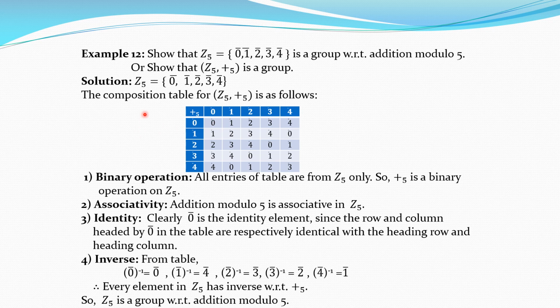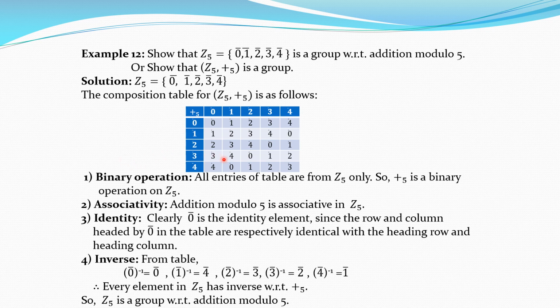Then 1 bar plus 0 bar is 1 bar. 1 bar plus 1 bar it is 2 bar. 1 bar plus 2 bar it is 3 bar. Similarly, 3 bar plus 3 bar it is 6 bar. But if I divide 6 by 5, then we get 1 as remainder. So instead of writing the answer of 3 bar plus 3 bar as 6 bar, we write it as 1 bar.